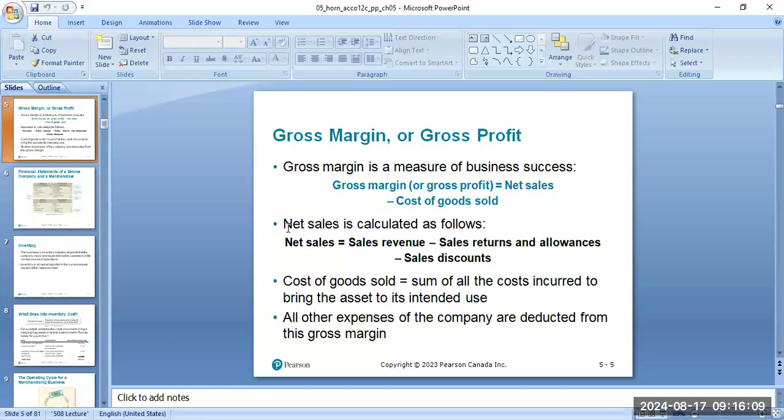Cost of goods sold will be the total of all the costs which are incurred to bring the asset to where it's intended to be used, which in this case is to be sold. All other expenses, like administrative expenses, like accounting expenses, will be deducted from the gross margin if there is something. Remember, in order to generate gross margin, you have to sell above the cost.